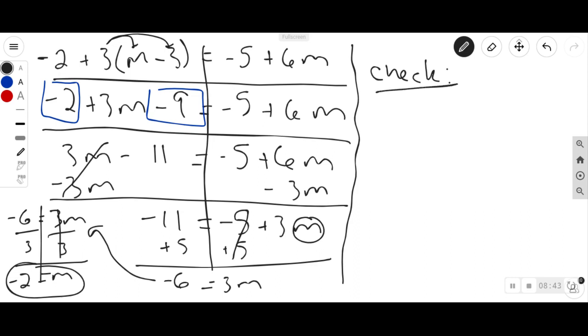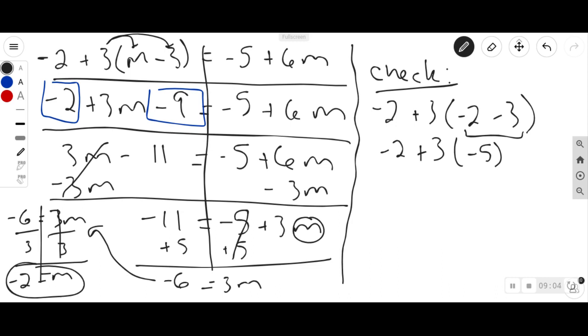Now just because of space, I'm going to break the check up. I'm going to do the left side by itself. So we're plugging in -2. Let me get rid of that. Minus 3. So that's going to give us -2 + 3 times -5. So then I can multiply, so -2 - 15. Well, that's going to give us -17.